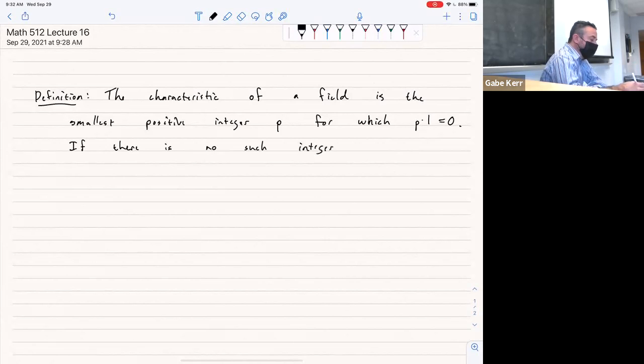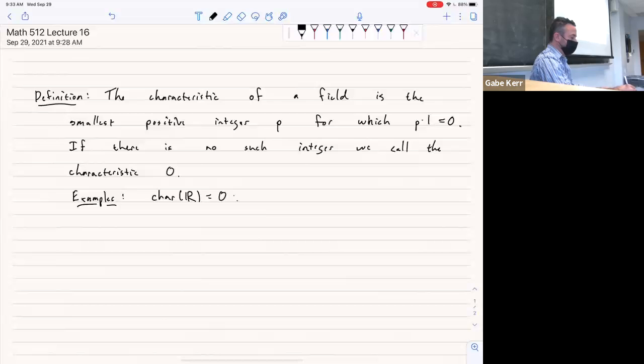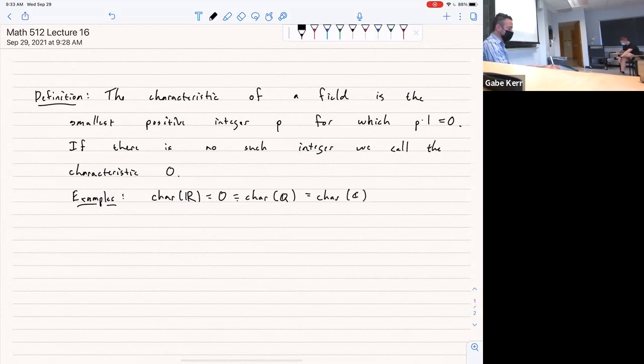You would think that you would call the characteristic infinity, but in fact you call it 0. So we call the characteristic 0. So, examples. All of the things you're used to dealing with have characteristic 0. The characteristic of R is 0, the characteristic of Q, the rationals, is 0, and the same for the complex numbers. They're all 0.